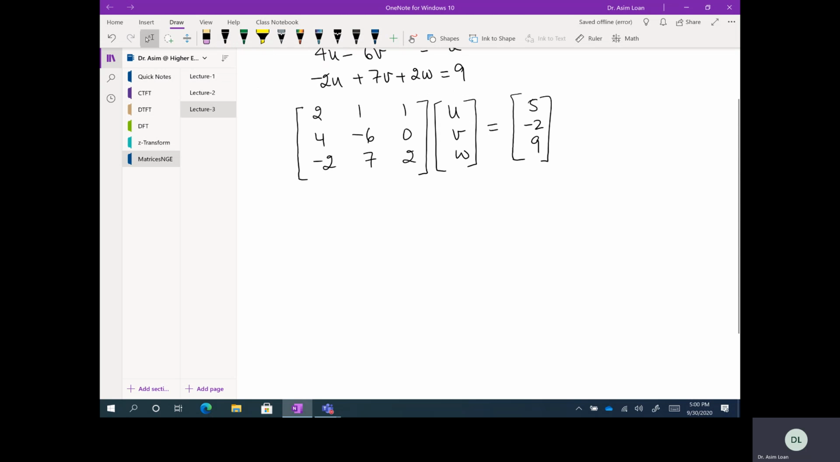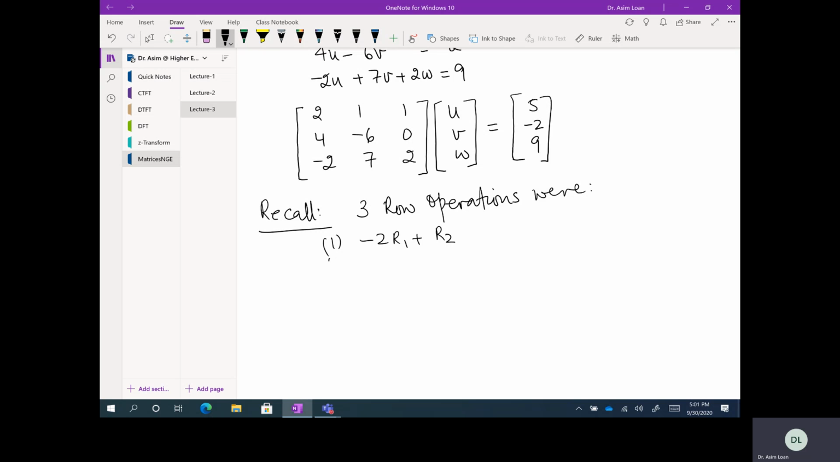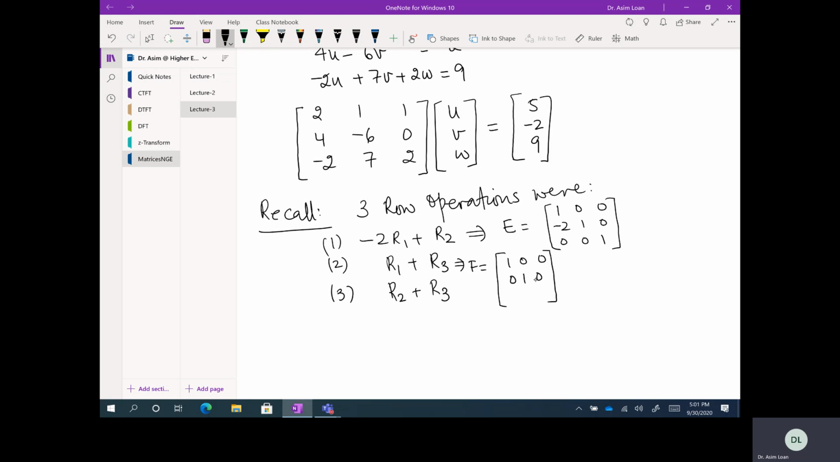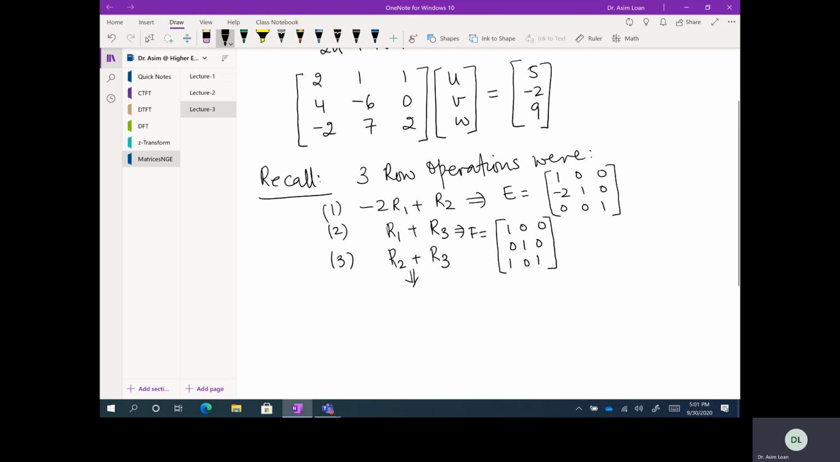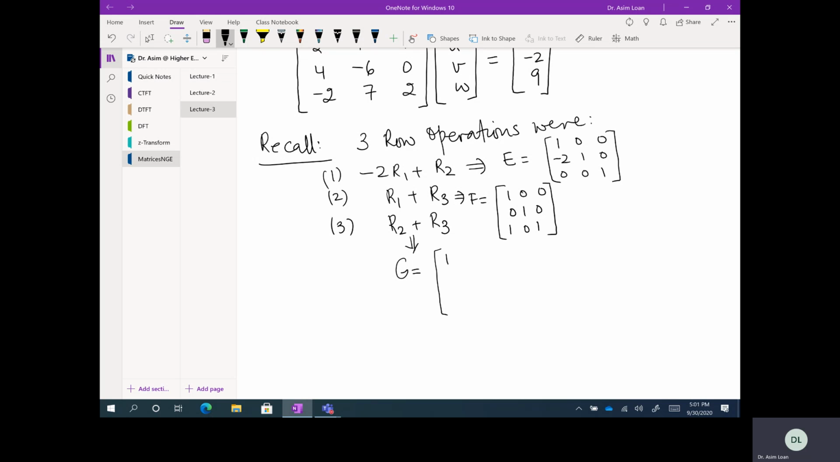And if you recall, the three row operations that we did were: the first one was minus 2 row 1 plus row 2, the second one was row 1 plus row 3, and the third one was row 2 plus row 3. This implied E was [1, 0, 0; minus 2, 1, 0; 0, 0, 1]. This implied F was [1, 0, 0; 0, 1, 0; 1, 0, 1]. And this implied G was [1, 0, 0; 0, 1, 0; 0, 1, 1].